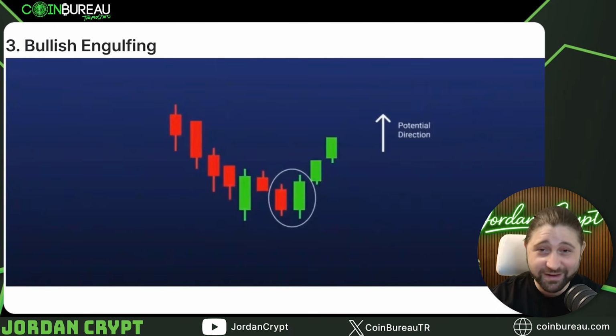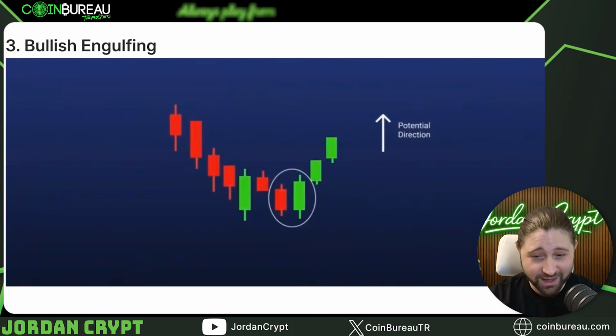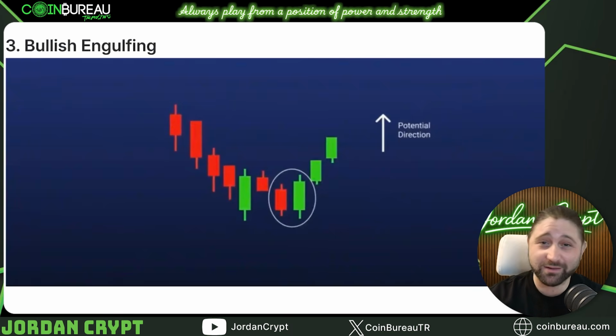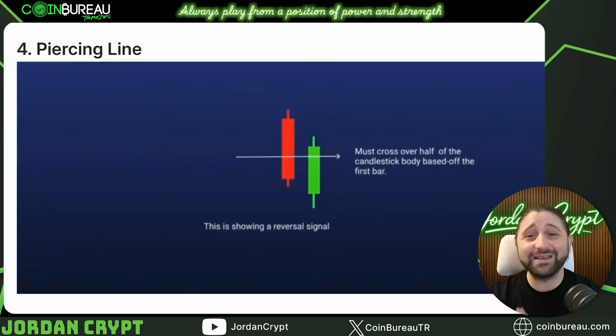Then another one of my favorites, with another full tutorial that I have made, is the Bullish Engulfing candle. This one is made up of two candlesticks. The first candle should be a short red body engulfed by a larger green candle. The second candle opens lower than the previous red one, and the buying pressure increases, leading to a reversal of the downtrend.